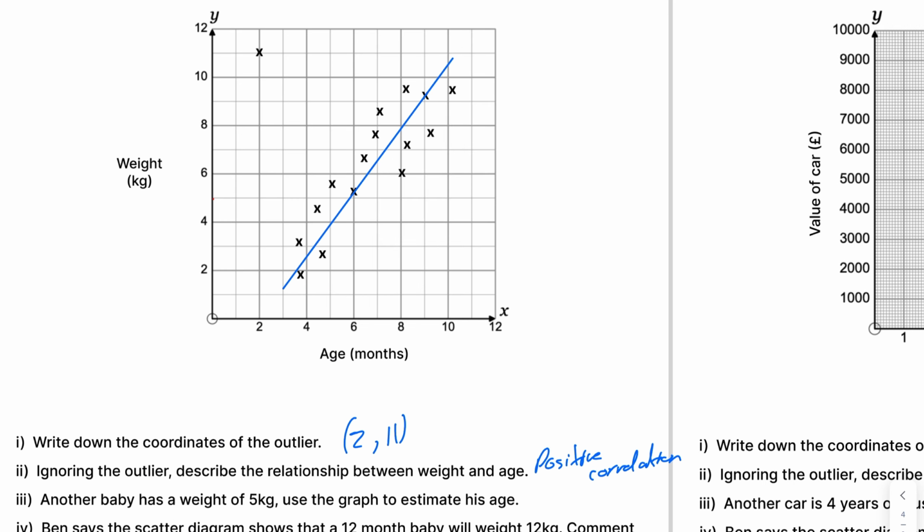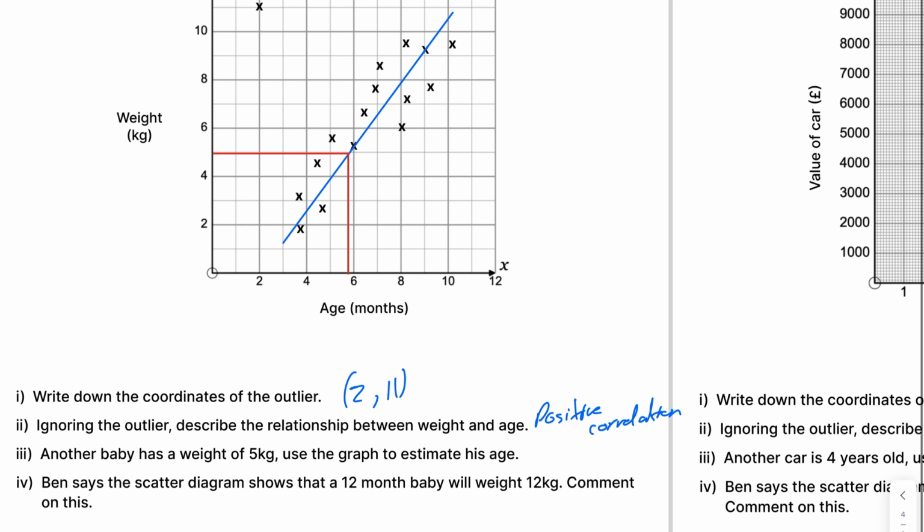I'm now going to come here, 5 kg, go across, and then come down. Awesome. So my answer here is roughly 5.8, but the mark scheme will allow anything from 5 to 6. So the actual answer I would put would be 5.8 months. But like I said, the mark scheme would allow anything from 5 to 6.